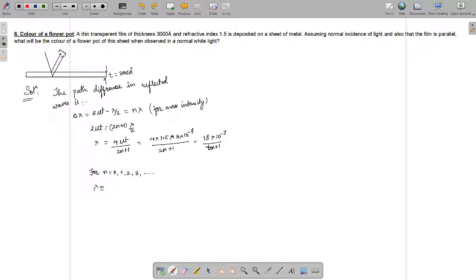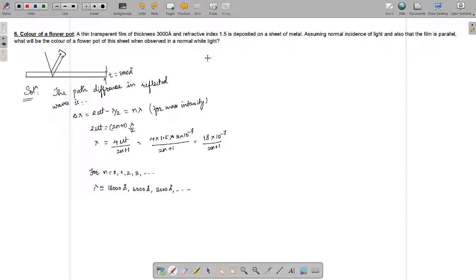If we take n equal to 0, then we get the value of lambda as 18,000 angstroms. If we take n equal to 1, then we get the value of lambda as 6,000 angstroms. If we take n equal to 2, then we get it as 3600 angstroms, and so on.